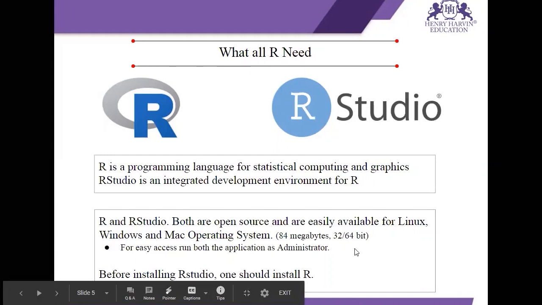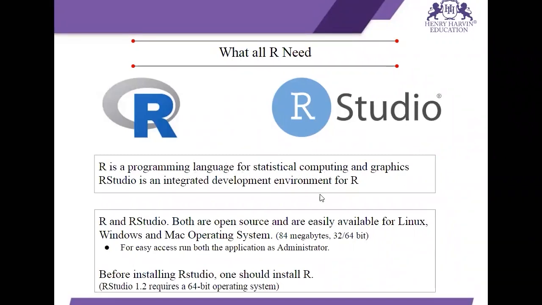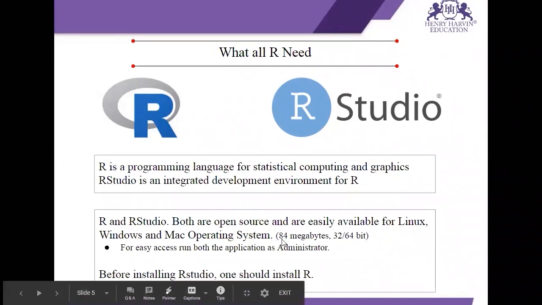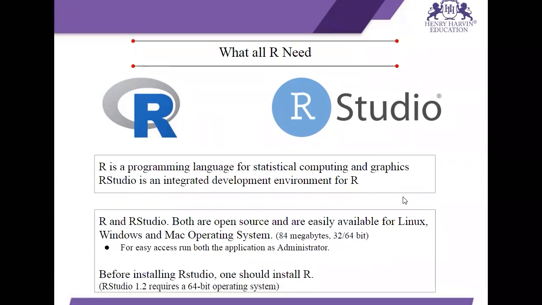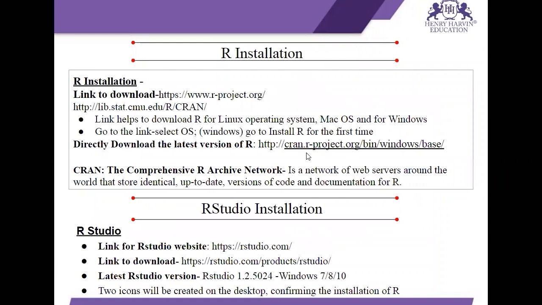R is available in 32 and 64 bit, and once you install both of the systems, that is R and RStudio, then you should run them as administrator. Before installing RStudio, one should install R. So let's start with installing R first.